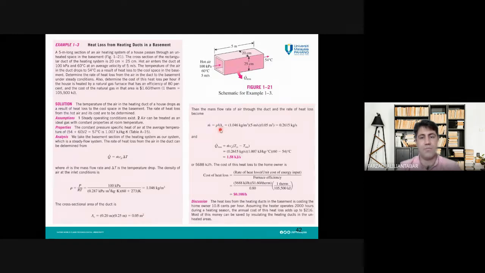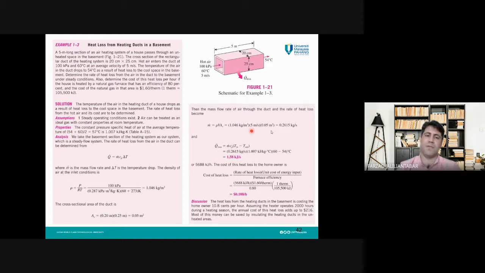To calculate m dot, or mass flow rate, we need to use this equation. m dot equals rho times V times A_c, where V is the velocity of the fluid, A_c is the cross-section area, and the density we have calculated here. If we put all of this information in this equation, we can calculate m dot. And m dot finally will be 0.2615 kilogram per second. So this is mass flow rate. We have also calculated mass flow rate.